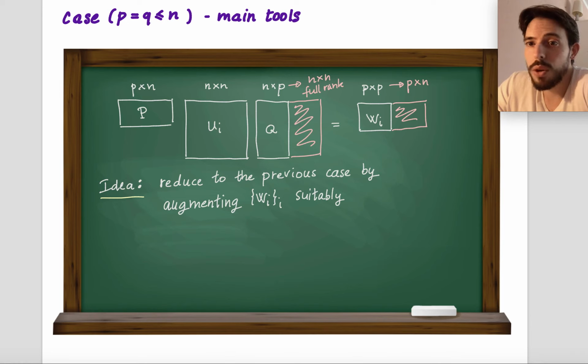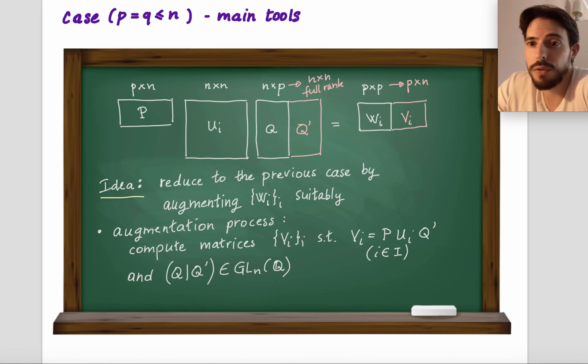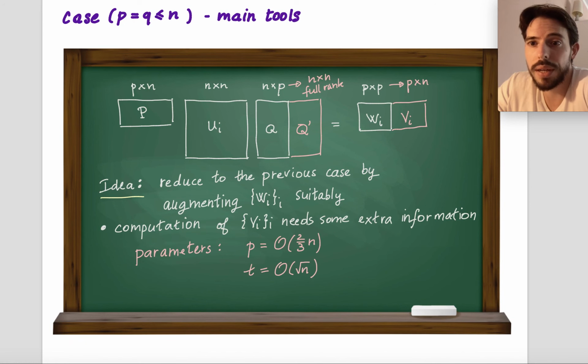Now, in order to do this augmentation step, it is enough to compute matrices that in this slide I denote by Vi that satisfy the following property. They are products P times Ui times a certain matrix Q prime, which has fewer columns and such that when augmented to Q, it gives rise to an invertible rational n by n matrix. We explain in our work how to compute such matrices Vi by linear algebra techniques.